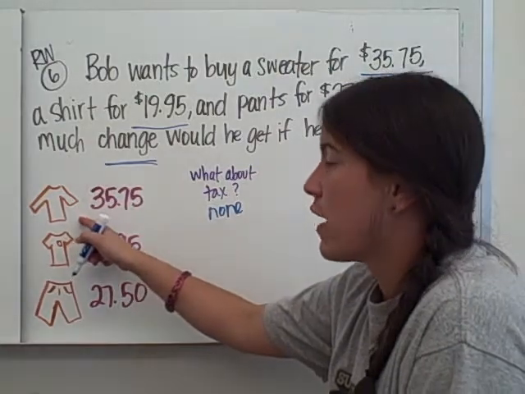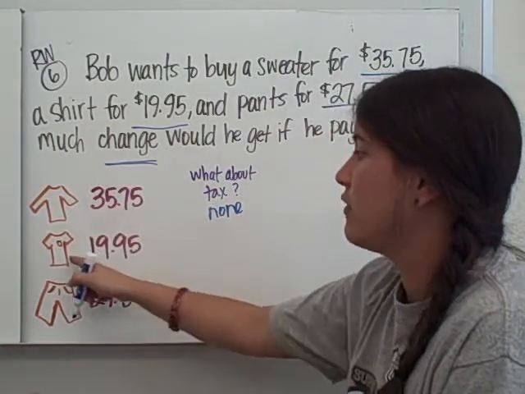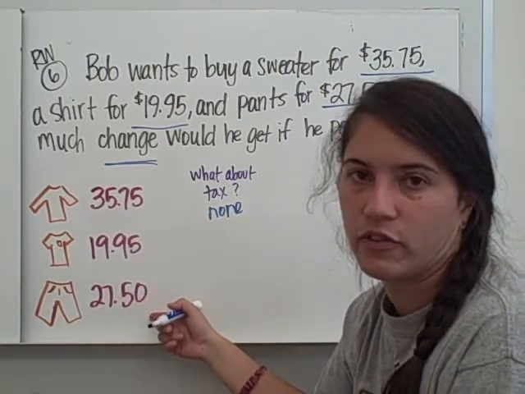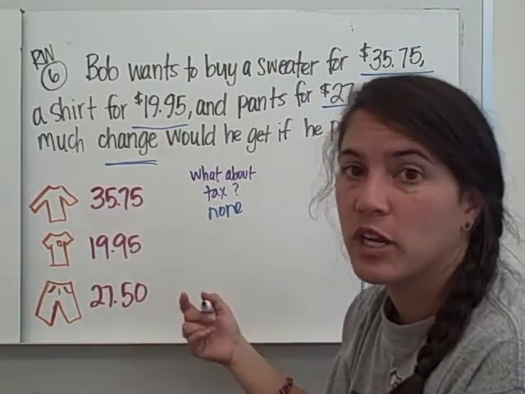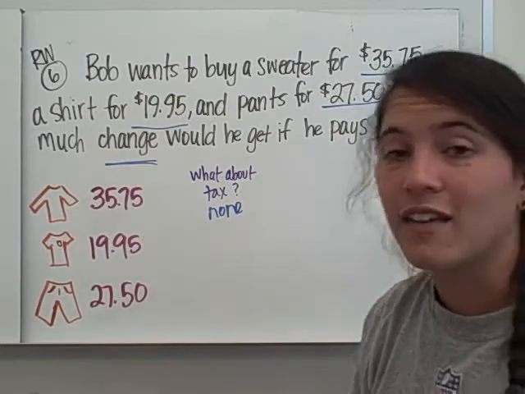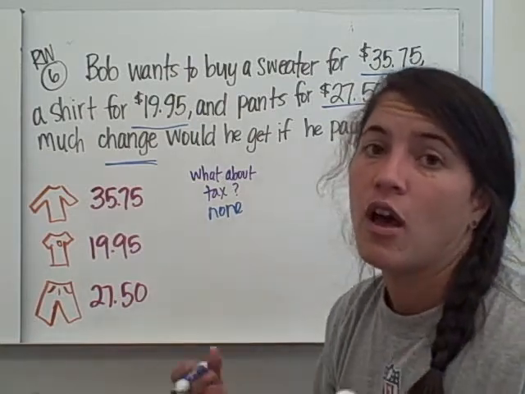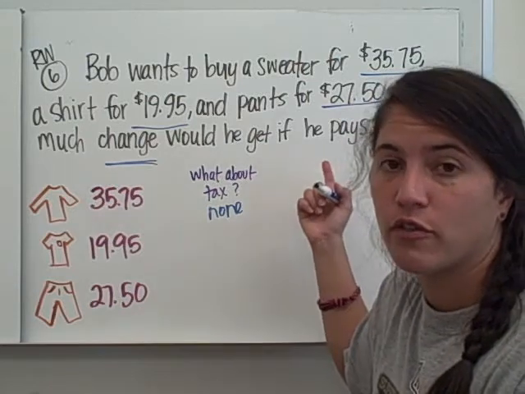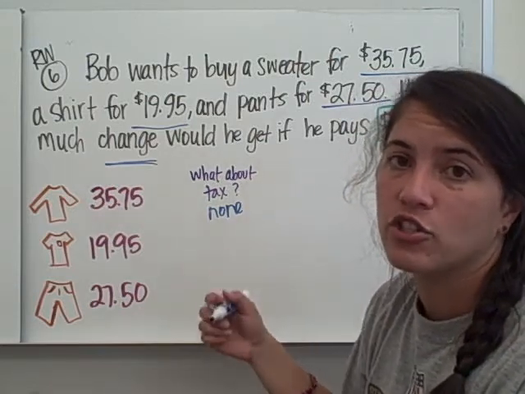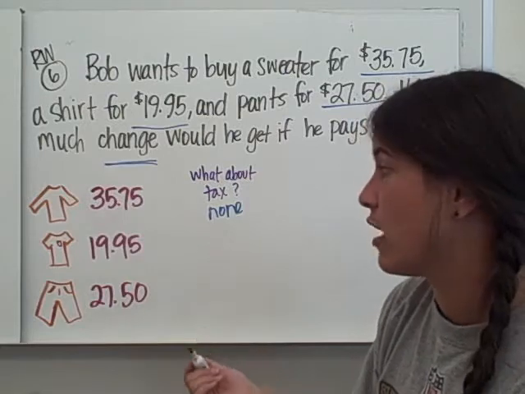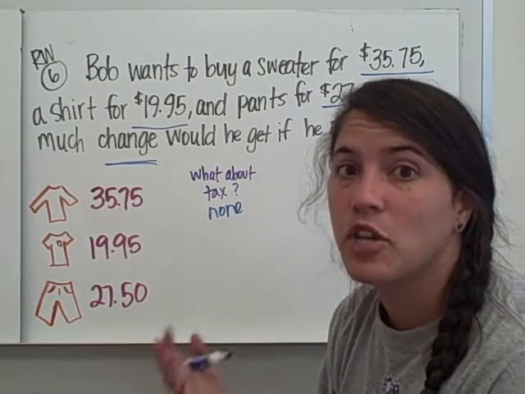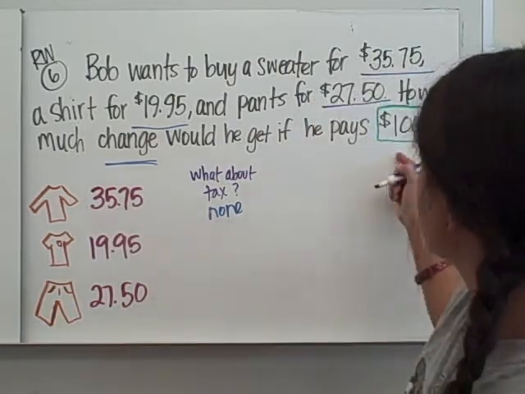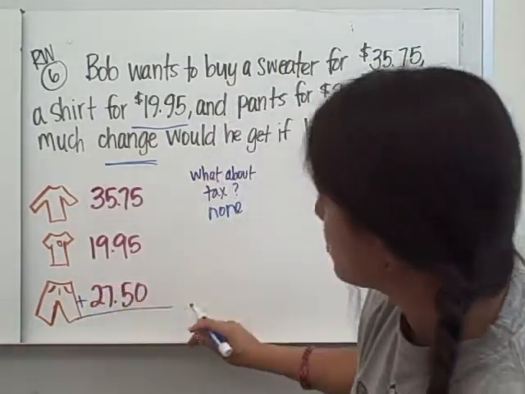So I have over here a sweater for $35.75, a shirt for $19.95, and pants for $27.50. How much change would he get from $100? Again, there are a couple of different ways to approach it. One way would be to add all these up and then subtract from 100. Another way is you could just continuously subtract these from 100. But because the objective today is adding and subtracting, I'm going to show you how to add these up and then subtract from 100. So we're going to add all these up.